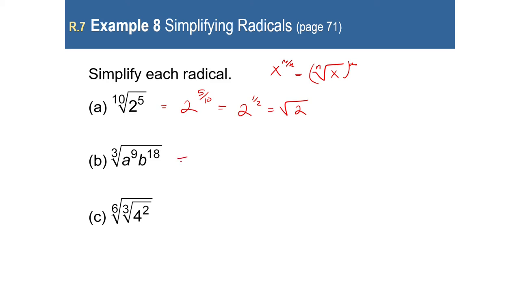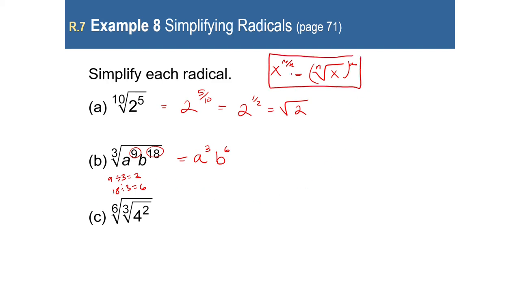For part B, I am looking for groups of 3. We can divide the 9 by 3, that is 3. We can divide the 18 by 3, that's 6. This is the same as a cubed b to the 6th. There is no radical left because we have no remainders.